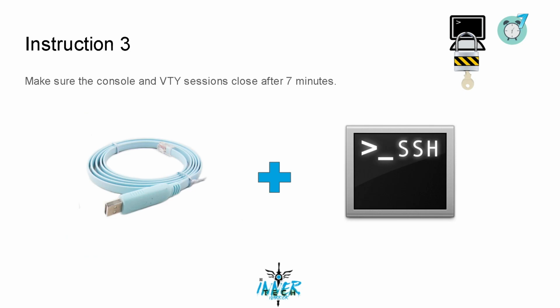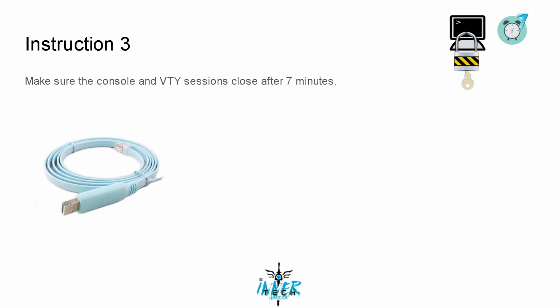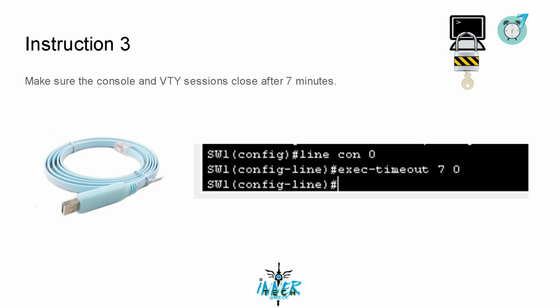So let's now input that command. We'll need to do it for the console and virtual lines. Let's start with the console. Line console 0, exec-timeout 7 0. The line console 0 command simply means to configure the console line. Exec-timeout means to time out the user exec mode. The 7 means to time out in 7 minutes, and the 0 means 0 seconds. So the line means time out the user exec mode in 7 minutes 0 seconds on the console line.